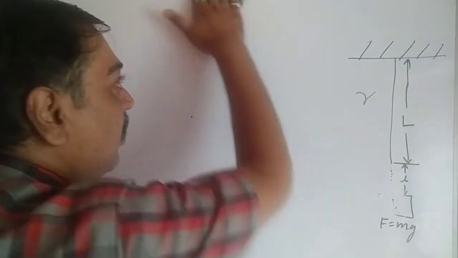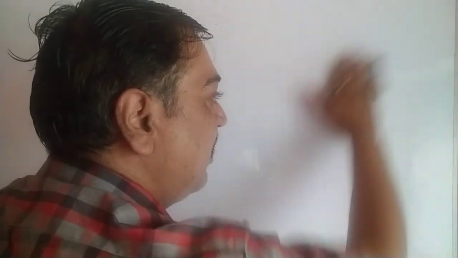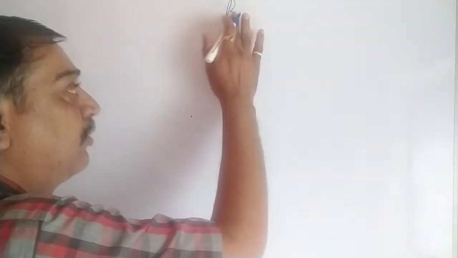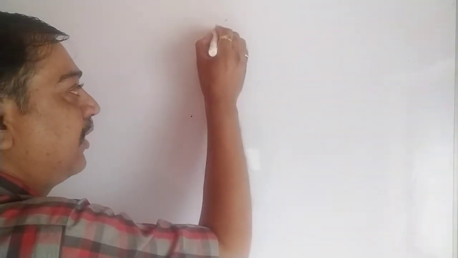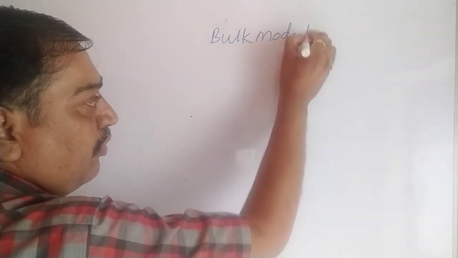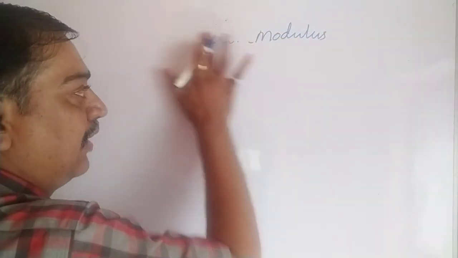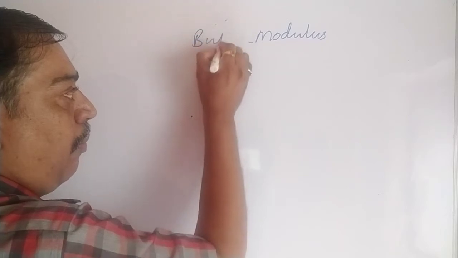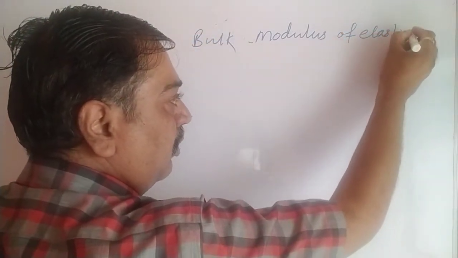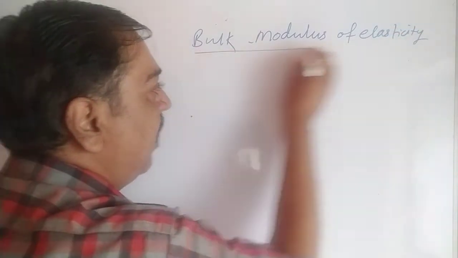Now we go to the next type of modulus of elasticity, which is related to volume, and that is said to be the bulk modulus. So I will write it below here. It is said to be the bulk modulus of elasticity. What exactly is bulk modulus, that we have to learn.